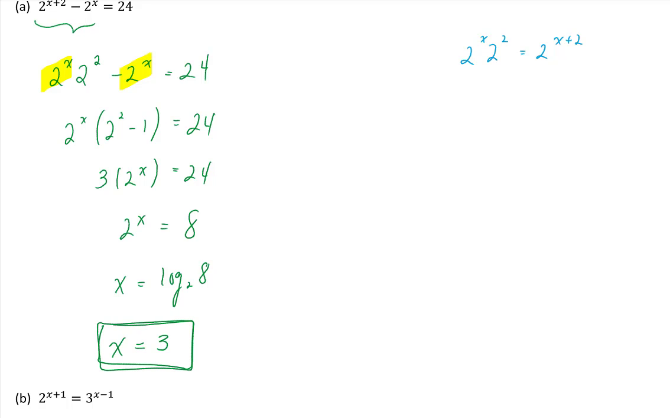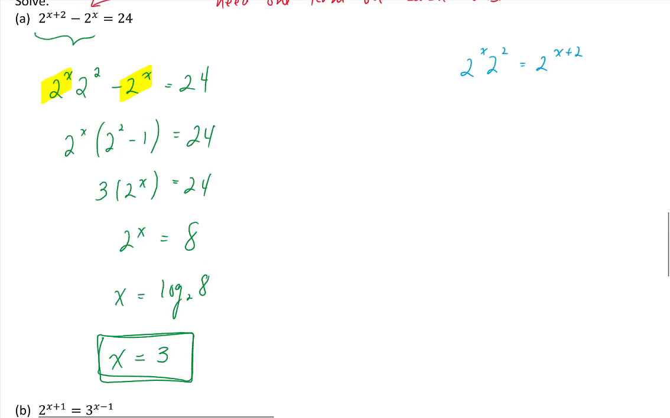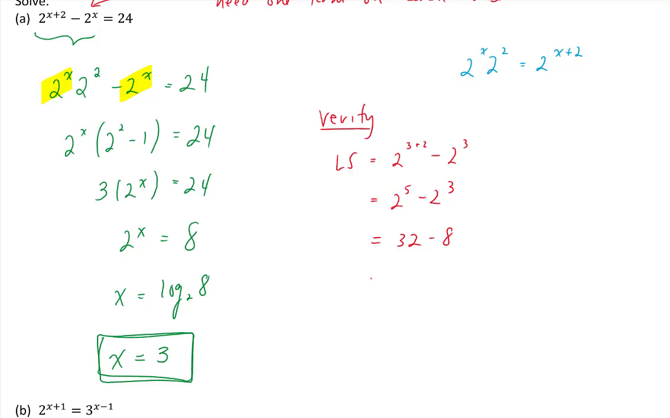And again, you can verify your work using the equation. So if I were to verify, if I take the left side, I get 2 to the exponent of 3 plus 2 minus 2 cubed, which is 2 to the exponent of 5 minus 2 cubed, which is equal to 32 minus 8, which is equal to 24. And that equals the right side, so we know that x equals 3 is a solution to this equation.